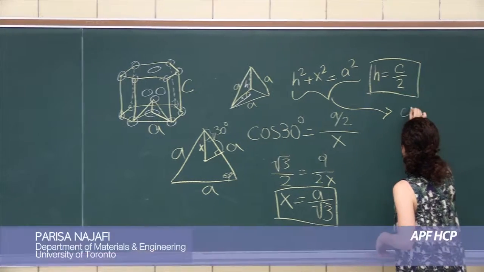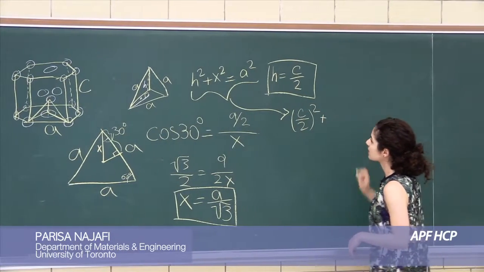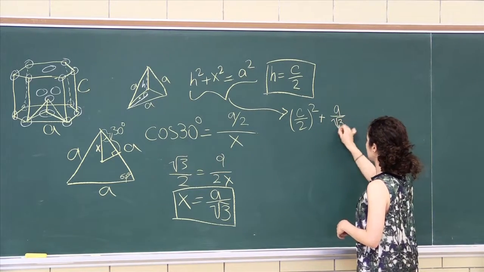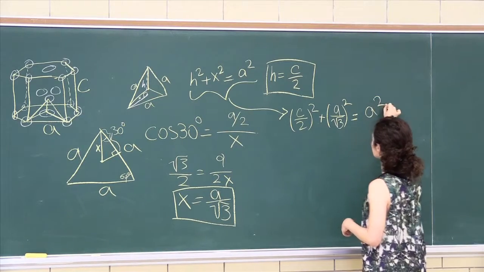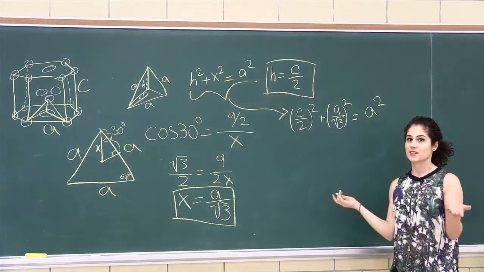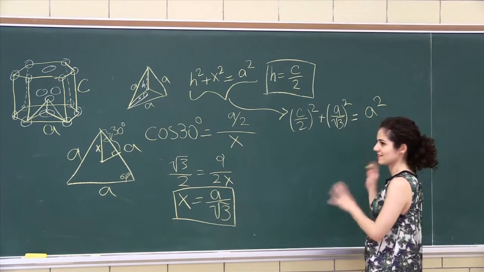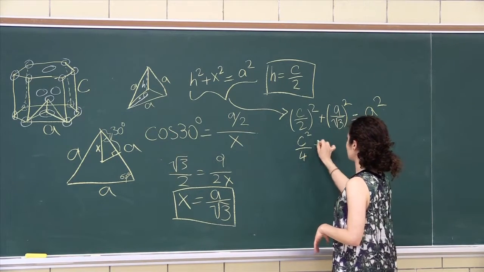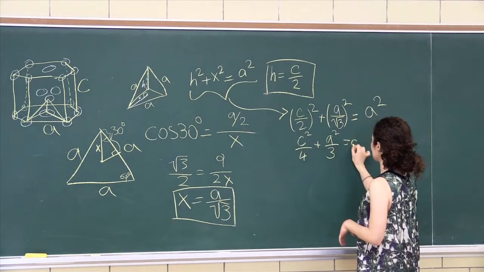H squared, C over 2 squared, plus X squared, so A over root 3 squared, is A squared. Now we only have A's and C's in our equation. We can solve for the C to A ratio. Kind of easy, you've got to carry it through. It's kind of mathy. So C squared over 4, plus A squared over 3, is A squared.